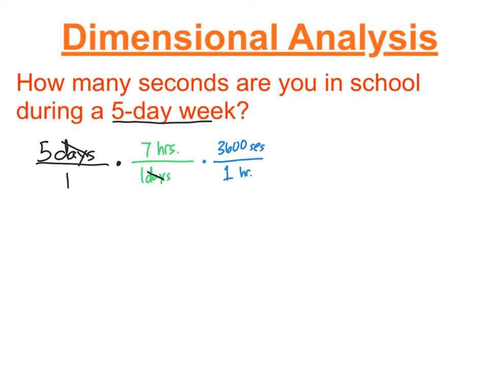And we can cut that off a little shorter, and now hours are gone, and now I have my final seconds. There we go. And now I can simply take that, and I'm going to multiply it straight across. So 5 days, 7, 3,600 is 126,000 seconds in a school week.